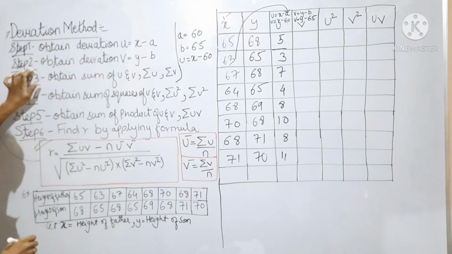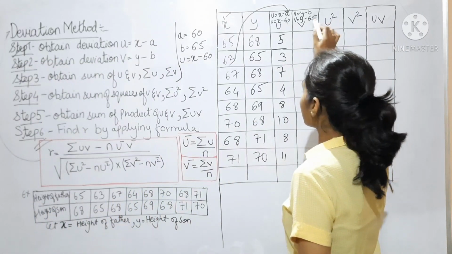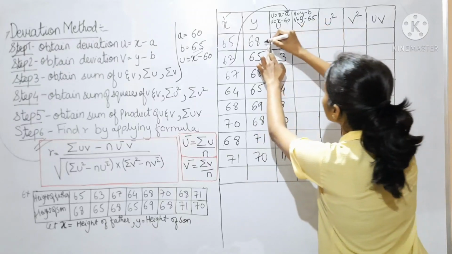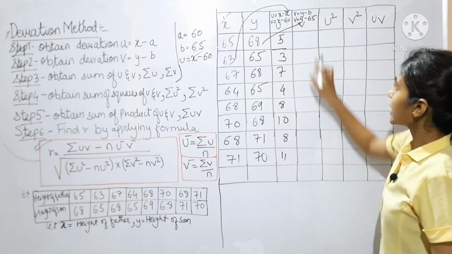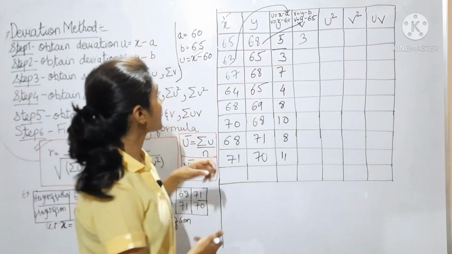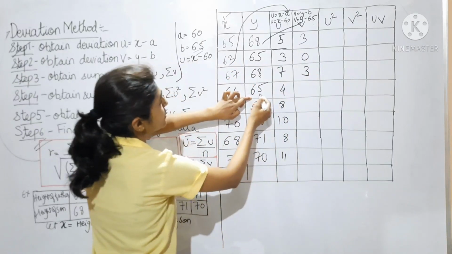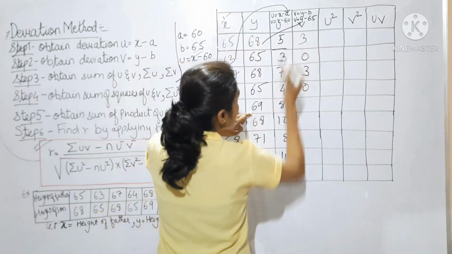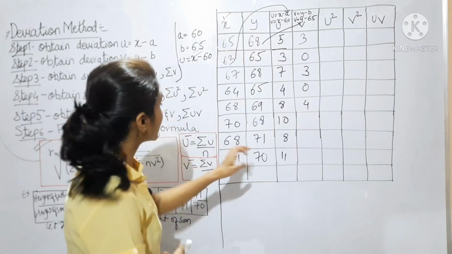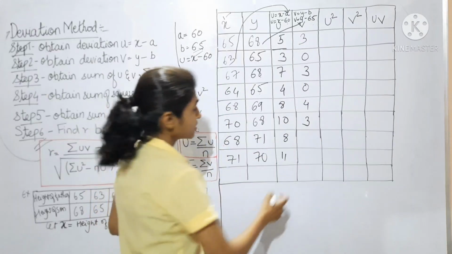Now the second step is: obtain the deviation v is equal to y minus b. b we have considered as 65. So the y values are here. 68 minus 65, you get 3. 65 minus 65, 0. 68 minus 65, 3. 65 minus 65, 0. 69 minus 65, 4. Next, 68 minus 65, 3. 71 minus 65, 6.